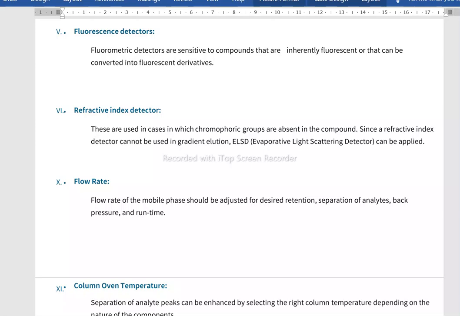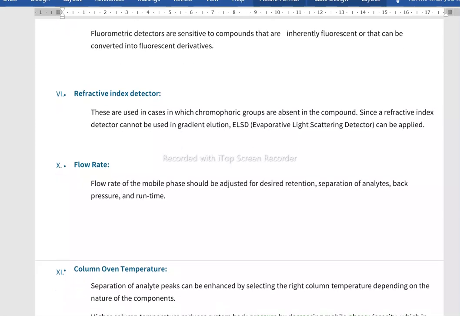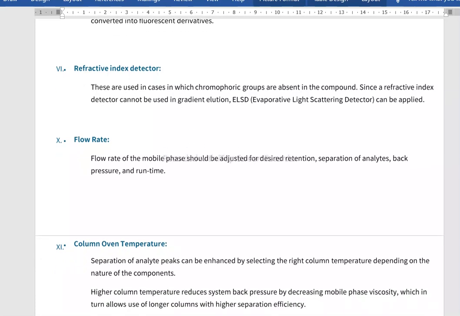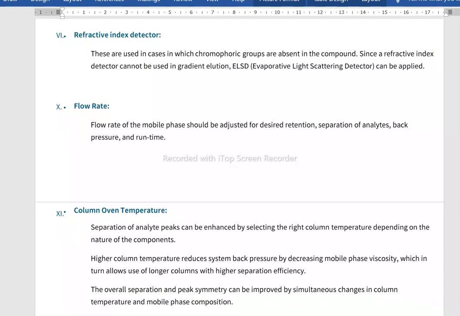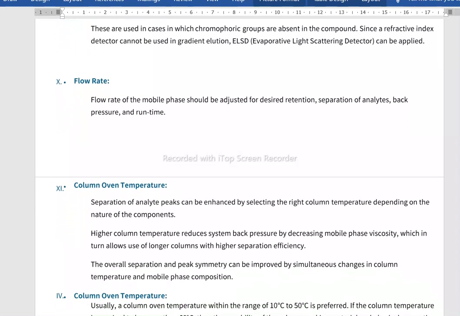Column oven temperature. Separation of analyte peaks can be enhanced by selecting the right column temperature depending on the nature of the component. Higher column temperature reduces system back pressure by decreasing mobile phase viscosity, which in turn allows use of a longer column with high separation efficiency.